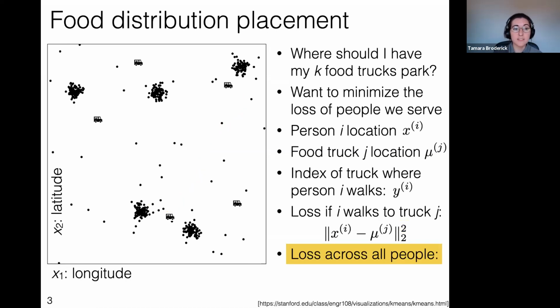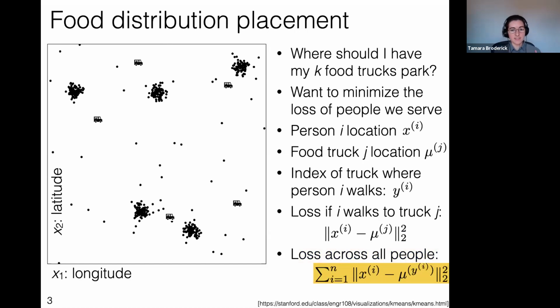Okay, so now we can ask, what's the loss across all of the people that this charity is serving based on this choice? What is the loss for a particular arrangement of the food trucks and the assignments of people to food trucks? Let's think about what's going on in this equation. First we're saying for every person, there's a component of the loss. So that's the sum from i equals 1 to n. And for all of those people, this is the loss that we assign to them. The j index here is replaced by y super i, because that is the food truck that this person is going to go to.